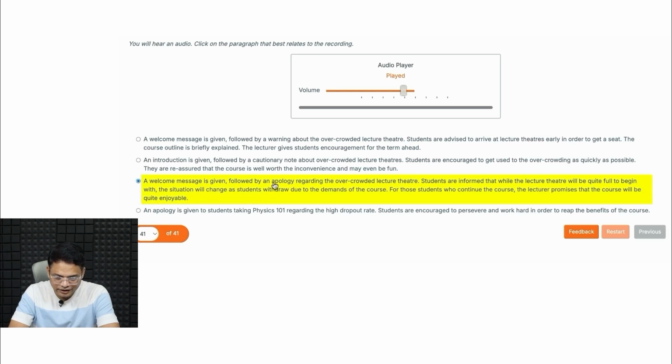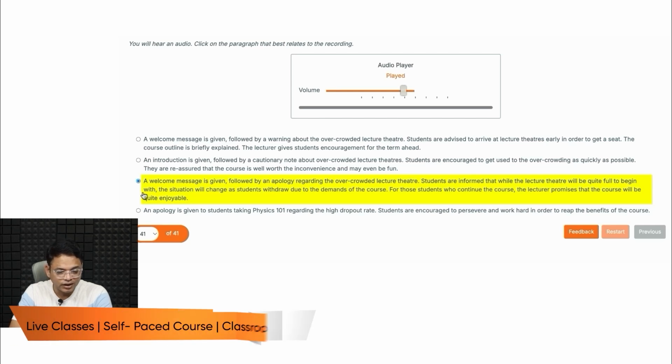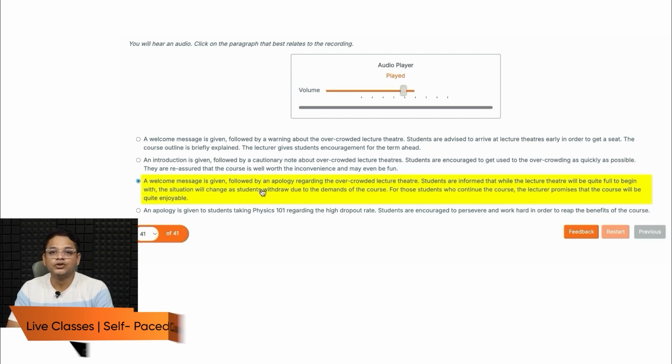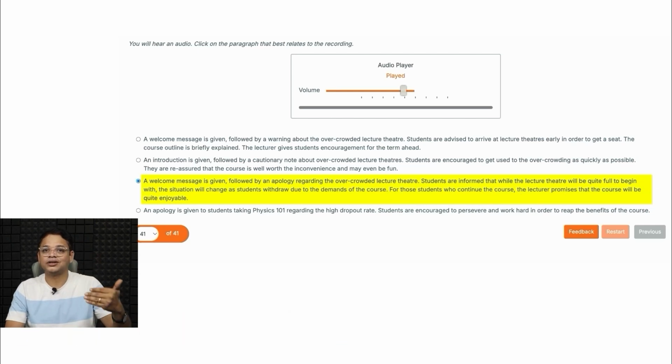A welcome message is given followed by an apology regarding overcrowded lecture theatre. Students are informed that while the lecture theatre will be quite full to begin with, the situation will change as students withdraw due to the demands of the course. For those students who continue the course, the lecturer promises that the course will be enjoyable. This is correct. So, we can answer highlight correct summary this way by spending limited time using our ODI method.